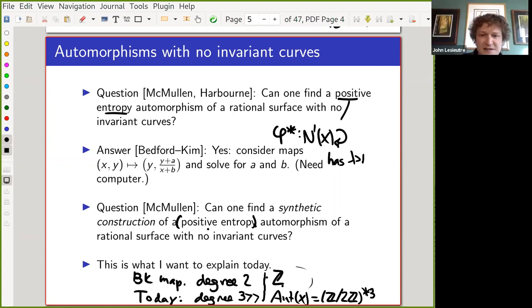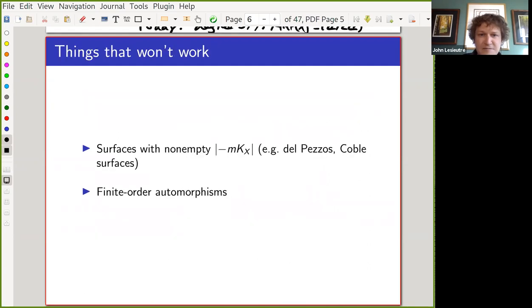All right, so let me tell you this strategy here. Well, okay, before I tell you the strategy, let me tell you some things you can't try. You can't use a surface where there's some effective anti-canonical class or even pluri-anti-canonical class. So a Del Pezzo surface won't work. A Coble surface won't work. Any automorphism of a Del Pezzo surface is going to have an invariant curve.